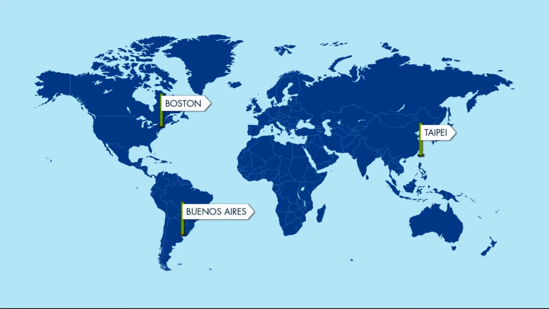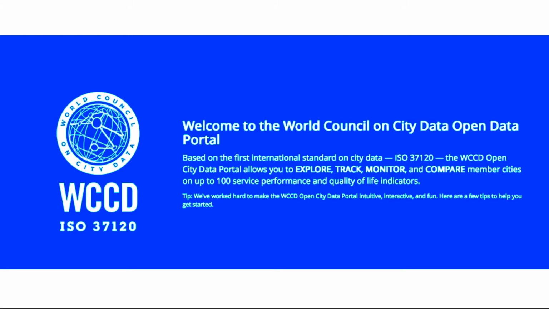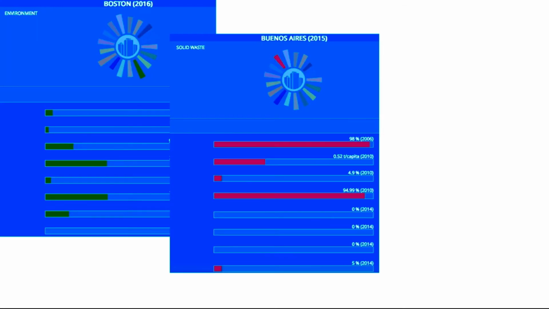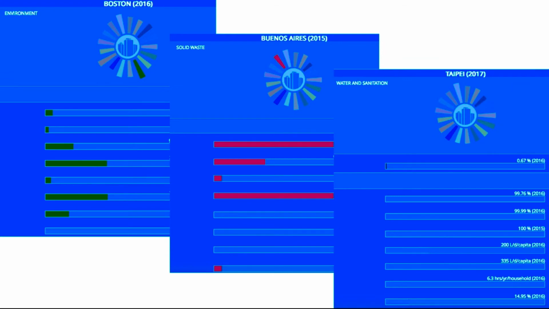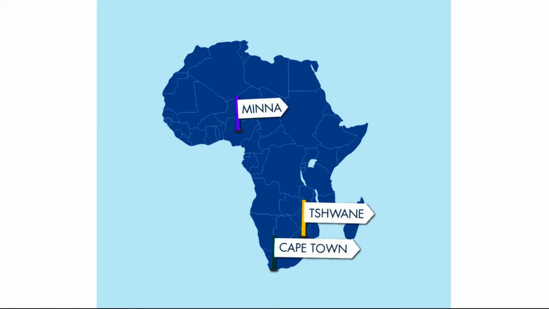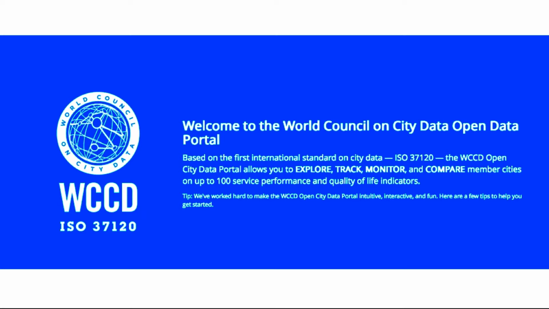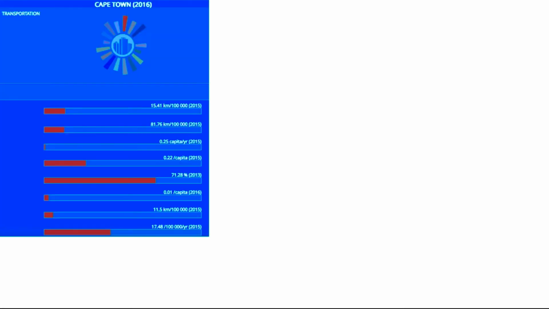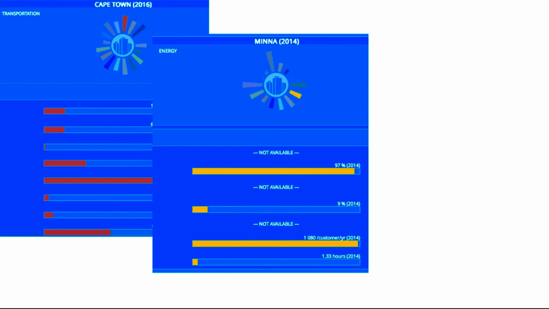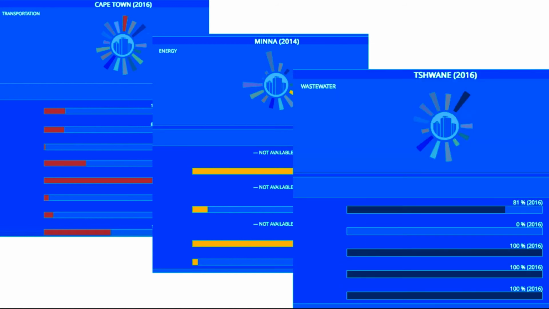And to give you examples from global cities, you'll see city performance indicators for urban infrastructure that includes Boston, Buenos Aires, and Taipei, from the World Council on City Data, the WCCD, where you'll explore metrics for environment in Boston, solid waste in Buenos Aires, and water and sanitation in Taipei. And examples from African cities, there's Cape Town, Minna, and Chouani, also from the World Council on City Data, showing transportation in Cape Town, energy in Minna, and wastewater in Chouani.